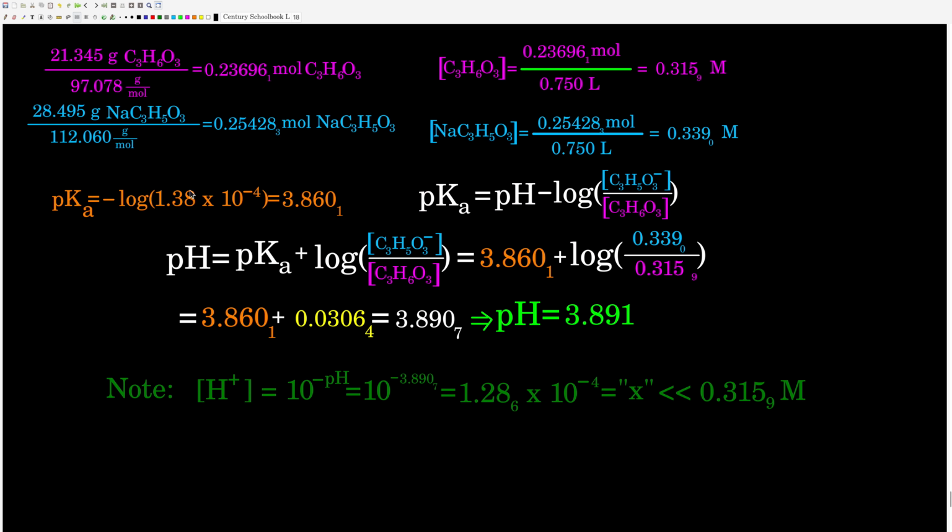Welcome back, guys. So we're going to calculate the moles of the lactic acid, which is this, and this is its molar mass. I just got it from the formula. So with this many moles of lactic acid, same thing for the sodium lactate. This is the formula, this is the molar mass. Moles, the volume is 750 mL, so the concentrations are these numbers right here. So now that we know these, we can just plug into the Henderson-Hasselbalch equation. The Ka is 1.3 times 10 to the minus 4, so pKa is negative log base 10 of that, which is about 3.860. So that's our pKa, which goes here.